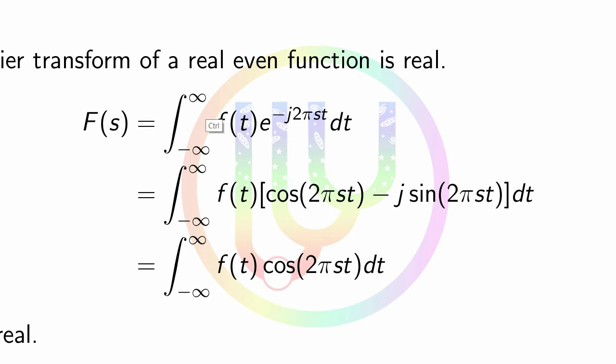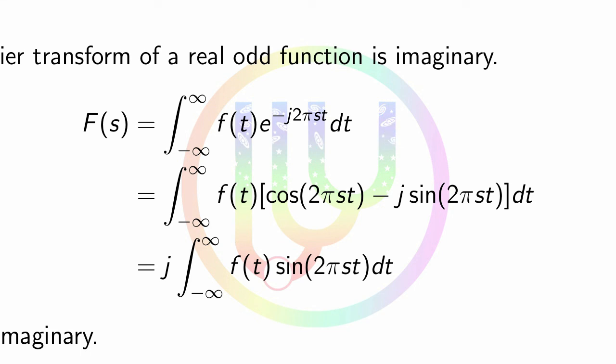Now the other way, the Fourier transform of a real odd function is always imaginary. You have the other theorem: the Fourier transform of a real odd function is always imaginary. If f is an odd function and cosine is an even function, then the product will vanish. Therefore what remains is this one. But here there is a j component, an imaginary unit. So that imaginary unit will make this value an imaginary value. So finally, the Fourier transform of a real odd function is imaginary.